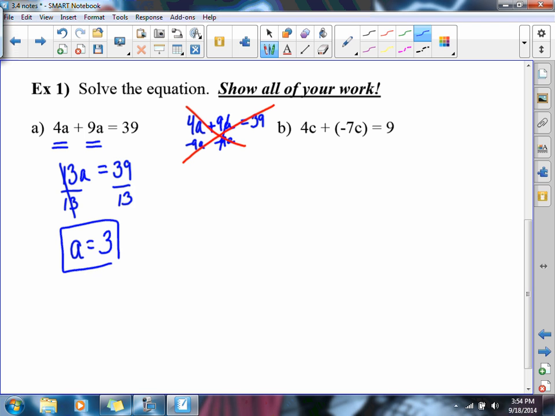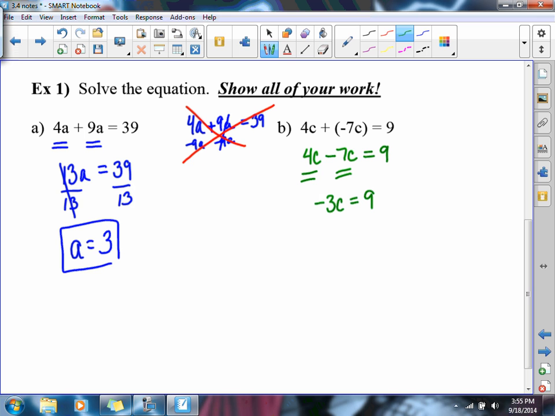Okay, now in part B, I have to simplify just a little bit. I have this plus a negative. So really this is 4c minus 7c equals 9. And again, my like terms are both on the same side of the equation. So I'm just going to combine them. I'm going to take 4c minus 7c, and that'll get me negative 3c equals 9.